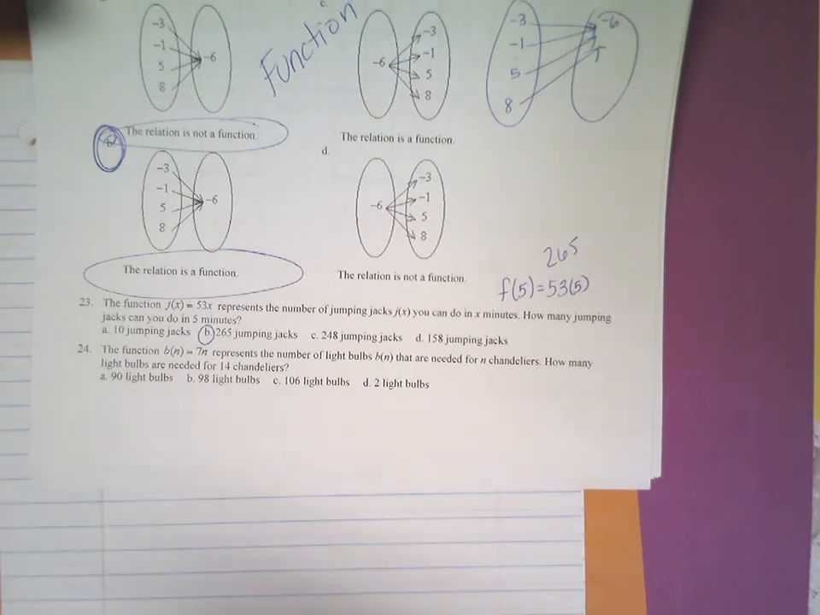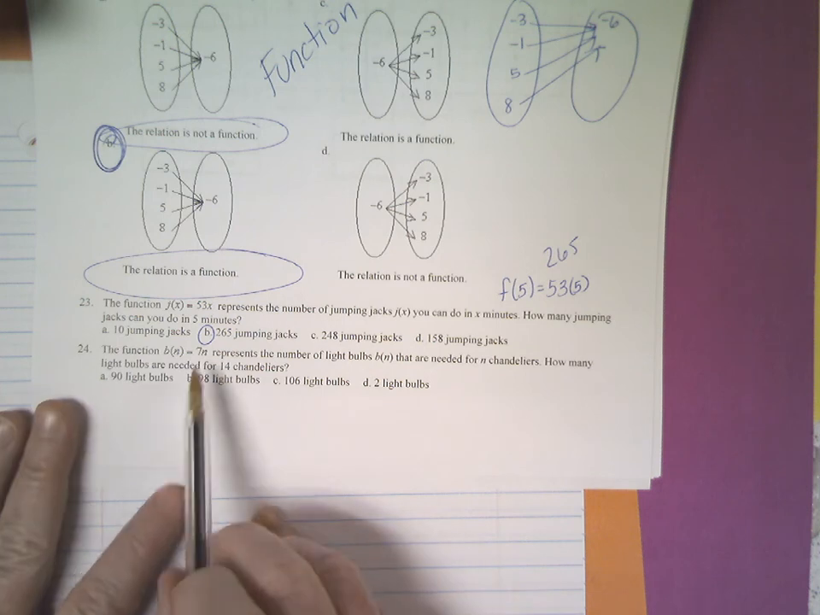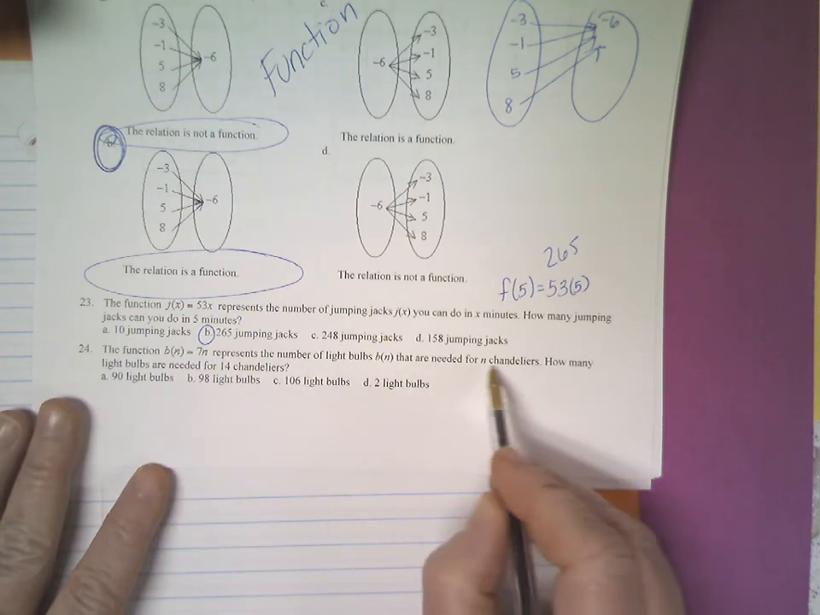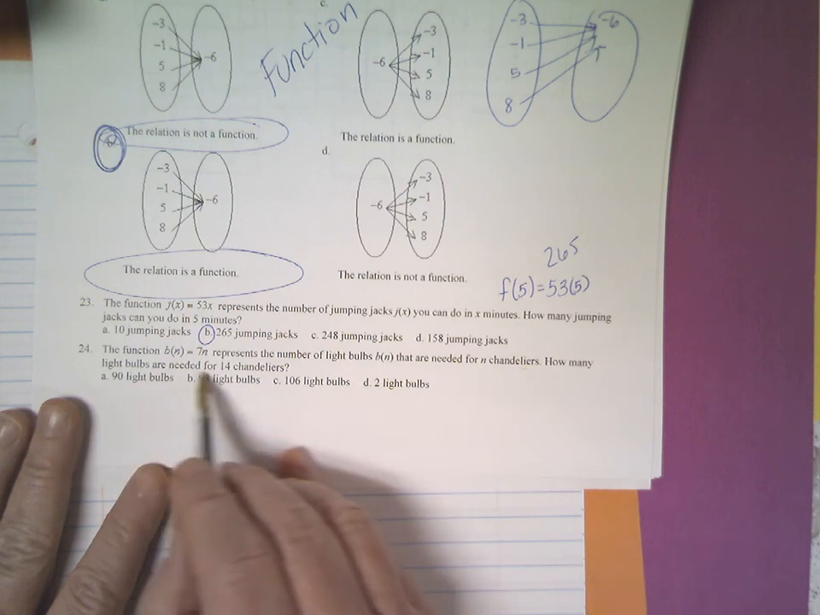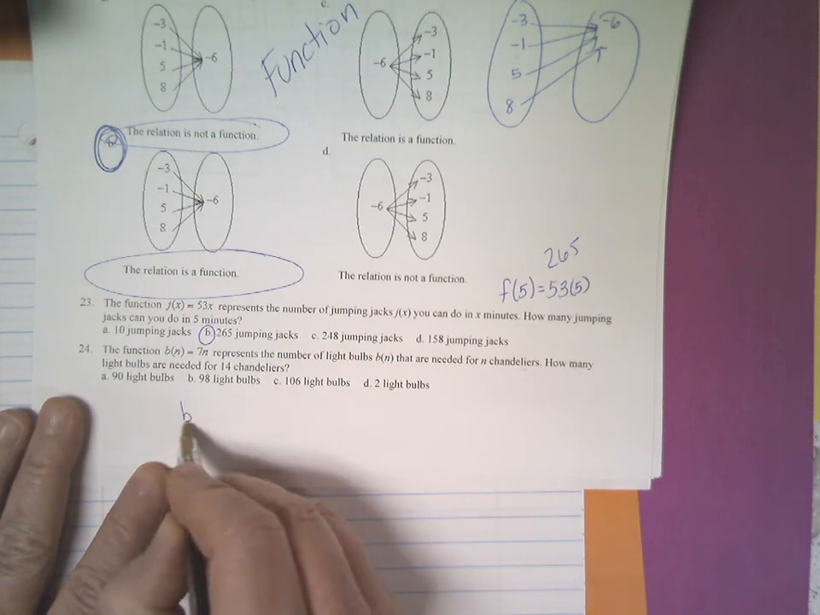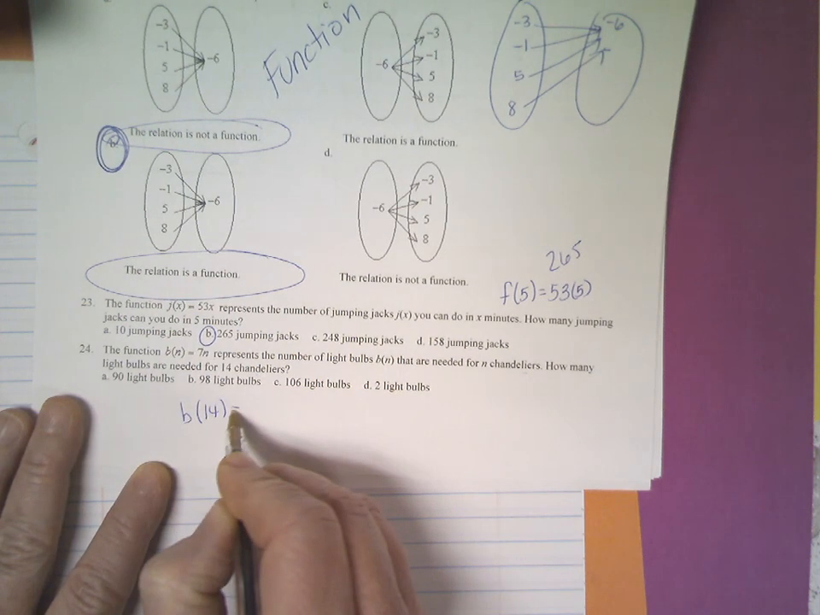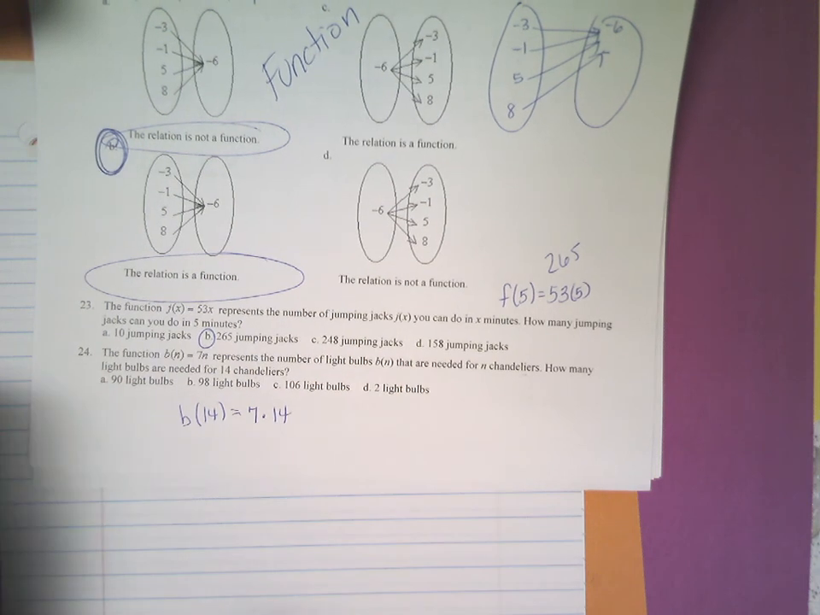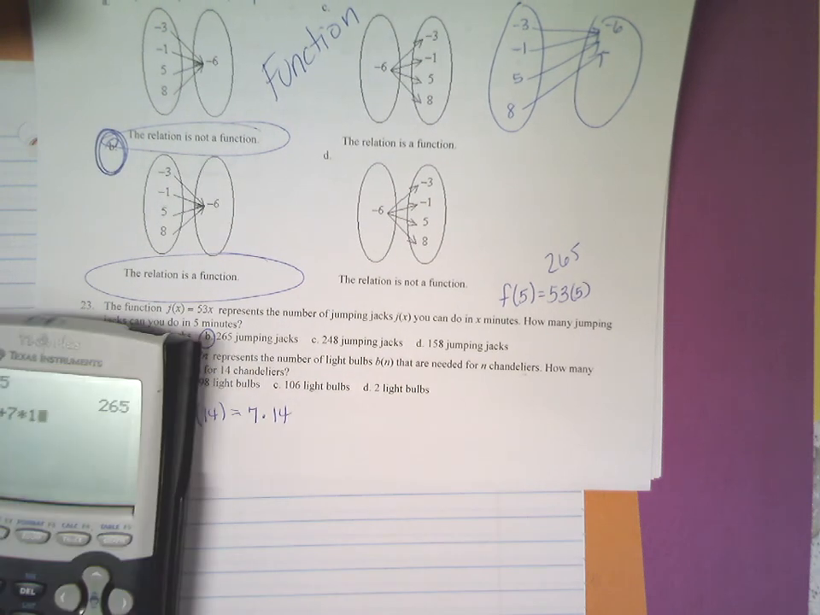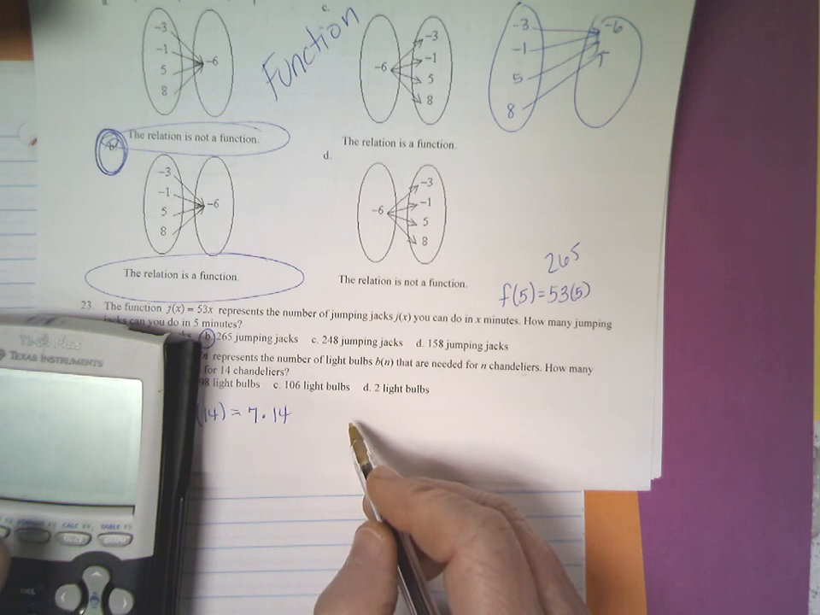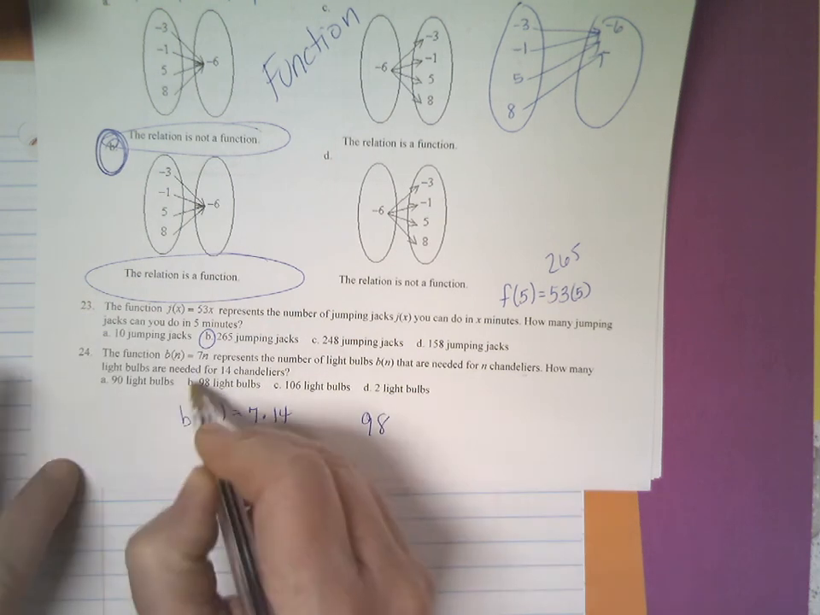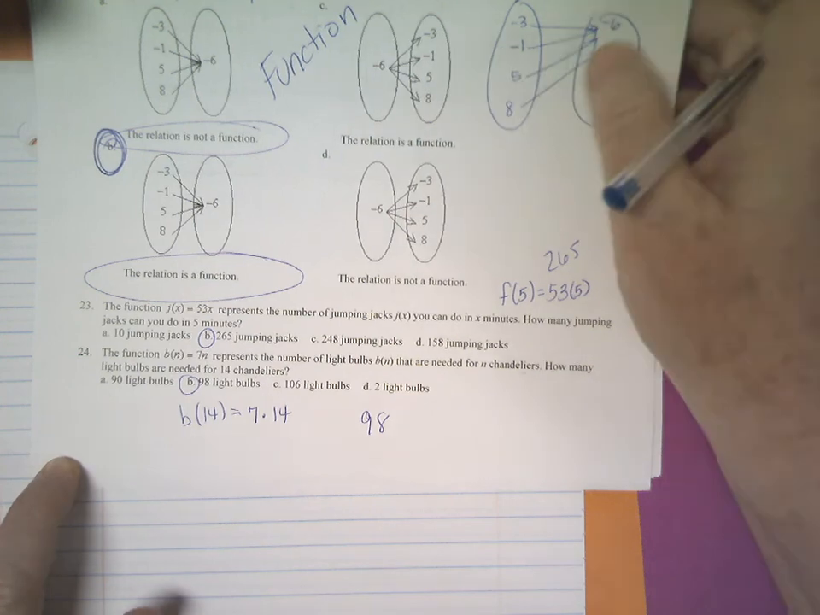Here we go. The function b of n equals 7n represents the number of light bulbs needed for this many chandeliers. How many light bulbs are needed for 14 chandeliers? b of 14 equals 7 times 14. So we're going to multiply 7 times 14, and we get 98. The answer is 98.